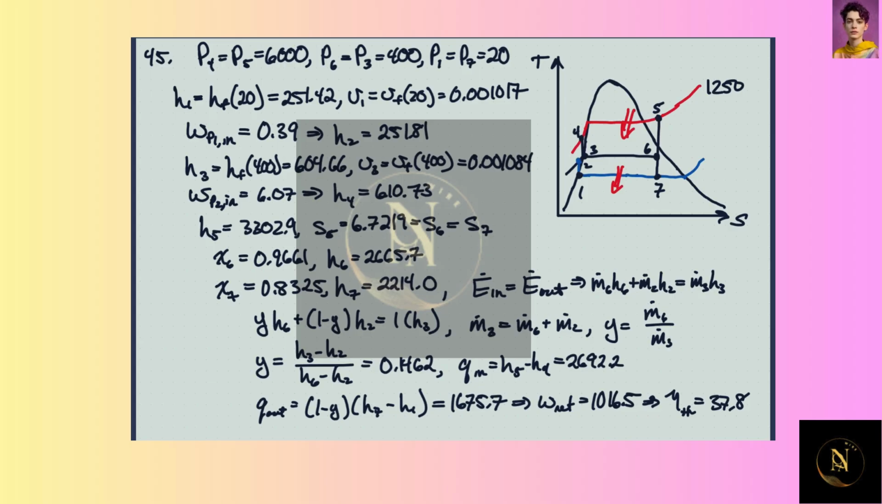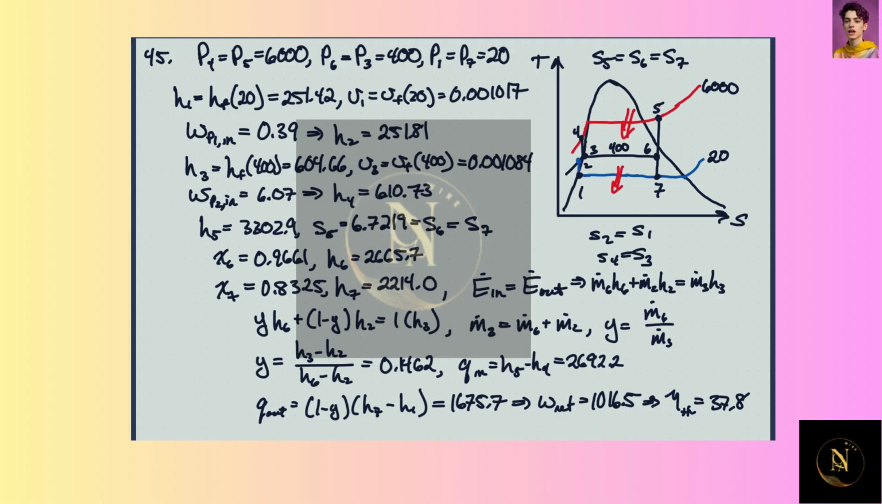The high pressure side, why do I have 1500 there? That's not correct. Let's see here. High pressure side is at 6000. Low pressure is at 20. And then the intermediate is at 400. Let's see, what else do we know here? We know that S5 equals S6 equals S7. And then we also know that S2 equals S1 and S4 equals S3.